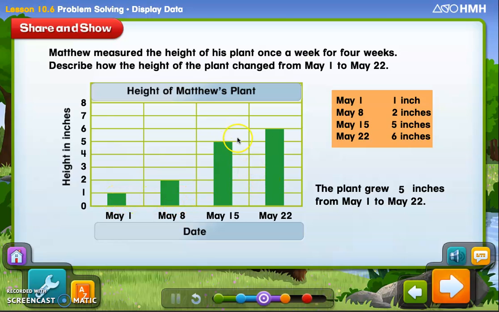So always make sure you take it in steps. Don't try and answer the question right away. Take it in steps, look at your data, display your data on a bar graph or a picture graph or any kind of graph, and then use that graph that you made to help you answer the problem-solving question. It's very, very important.